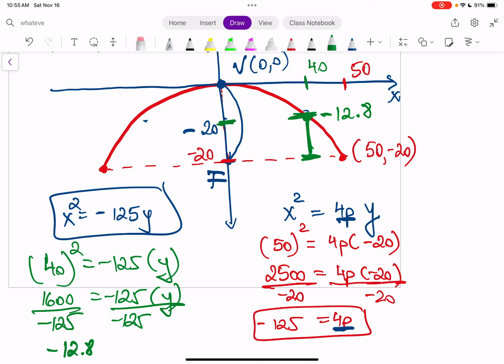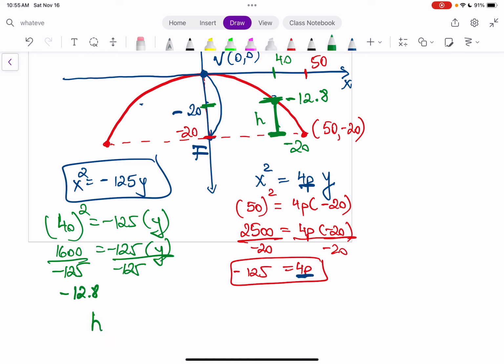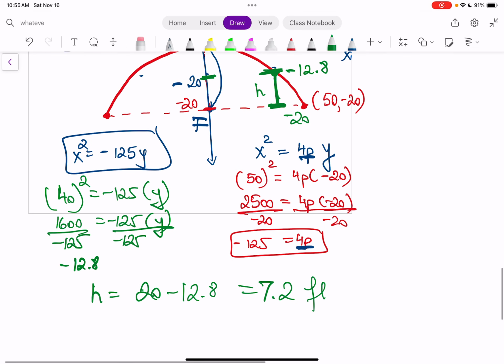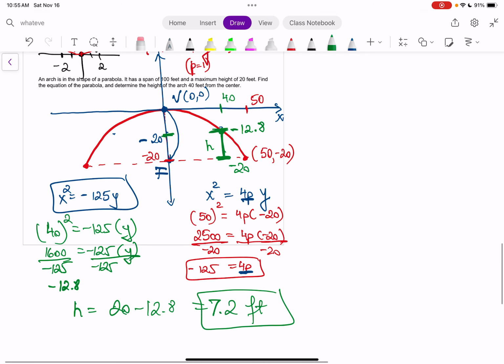Now to find the height of this arch, I need to know how much is it from negative 20 up to negative 12.8. So the actual height of the parabola is 20 minus 12.8. So that's going to be 7.2 feet. So that's really pretty and really interesting to find.